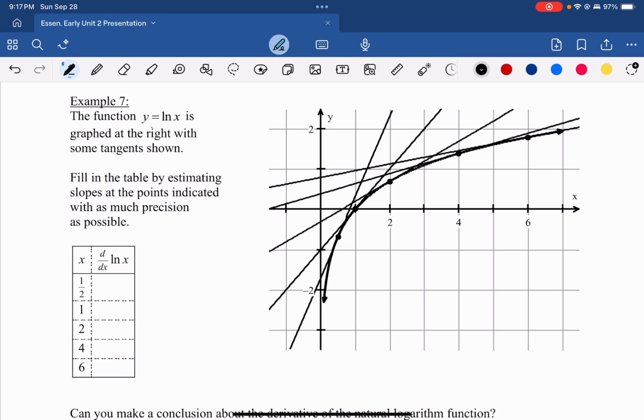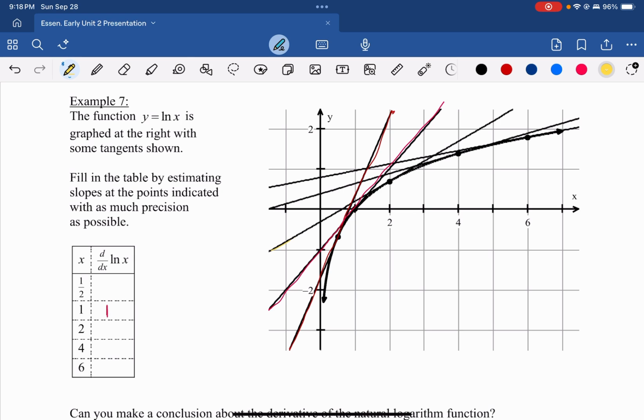Example 7, the function y equals the natural log of x is graphed to the right with some tangents shown. Fill in the blank by estimating slopes at the points indicated with as much precision as possible. So like my 1/2 x is this line right here. Okay, let's see, at 1, I've got that line. That line seems to be a little bit easier to go up 1 over 1. So at 1, it's 1.